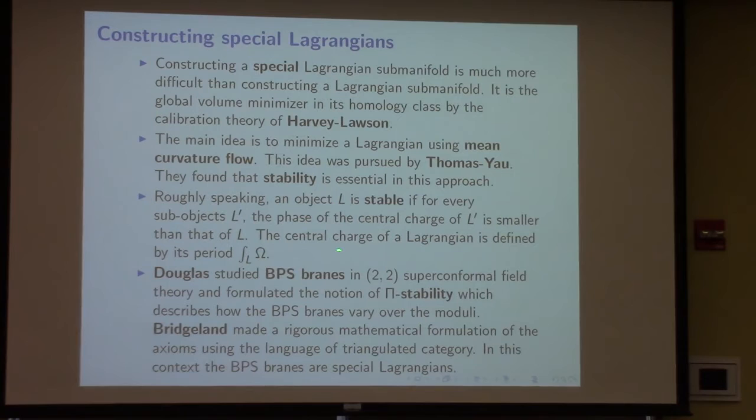So interesting enough, Douglas reversed it in a way. He studied BPS branes in 2D supersymmetric conformal field theory, and formulated a notion of stability for bundles, and described how the BPS branes vary over the moduli. And Bridgeland made a much more mathematical formulation of this essence, using the language of triangulated categories. And in this context, the BPS branes are actually special.